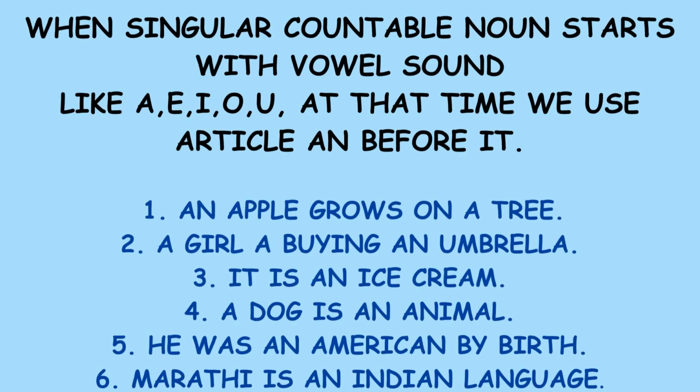When a singular countable noun starts with a vowel sound like a, e, i, o and u, at that time we use article an before it. So we all know that there are 5 vowels in English. They are A, E, I, O and U. So we have to use article an before the nouns which start with these vowel sounds. For example, an apple grows on a tree.